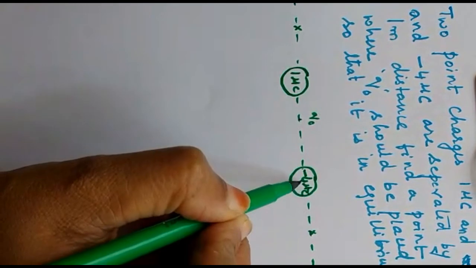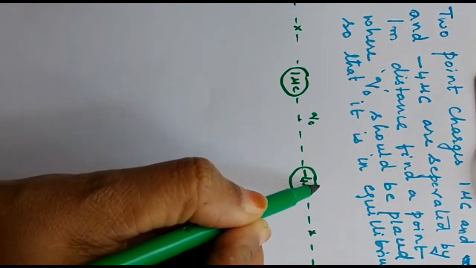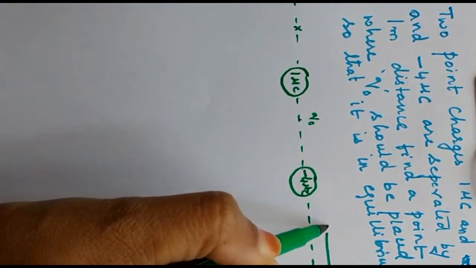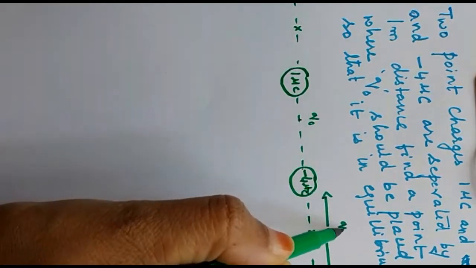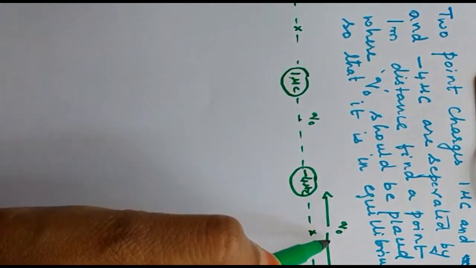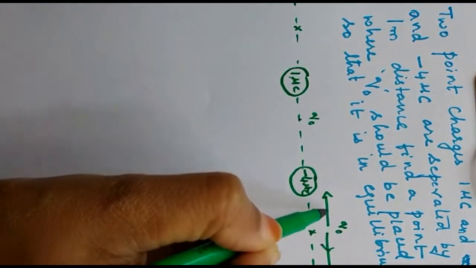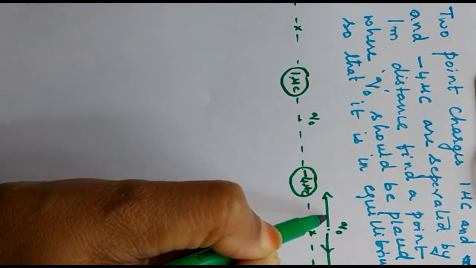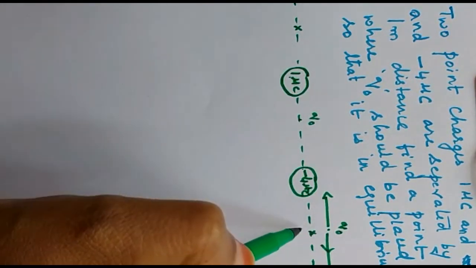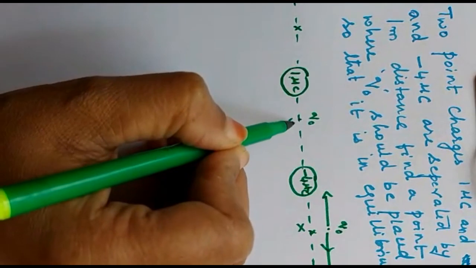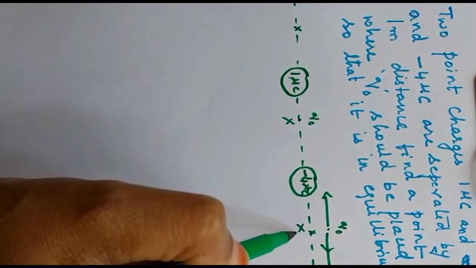If you select a point which is close to 4 microcoulomb, the magnitude is also more, the distance is less, so there will be a very large force of attraction on Q naught. And due to 1 microcoulomb, Q naught is repelled, but this is a very small magnitude of force. So one force which is very large is directed towards it. Another force which is small in magnitude is directed away. So they may not cancel each other. So you cannot select a point which is towards minus 4. So in between them is not possible. Towards minus 4 is also not possible.